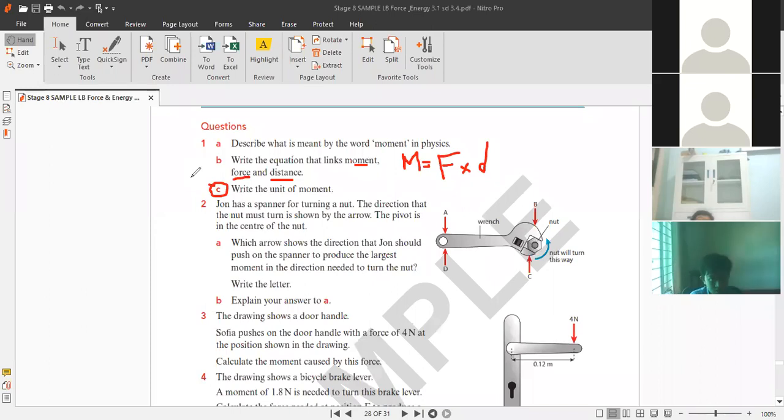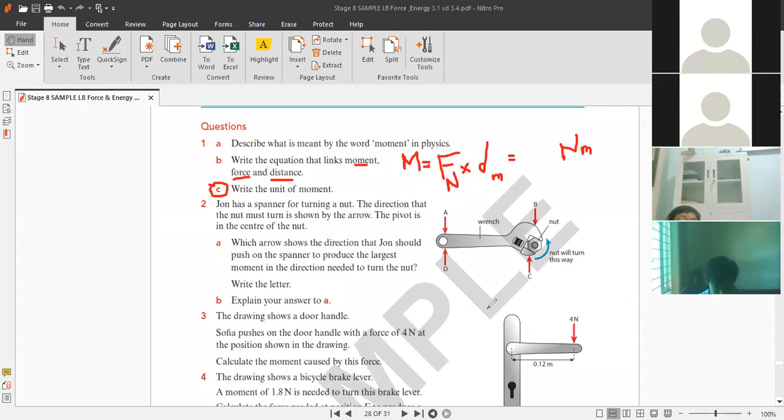The unit of moment. Newton meter. Newton meter. Okay, thanks. Very good. Yes, exactly right, Newton meter. The unit of force, how come? How come Newton meters? The unit of force is Newton, and the unit of distance is meter with lowercase. So the unit of moment is Newton meter, like this.